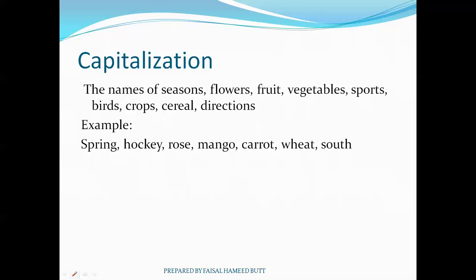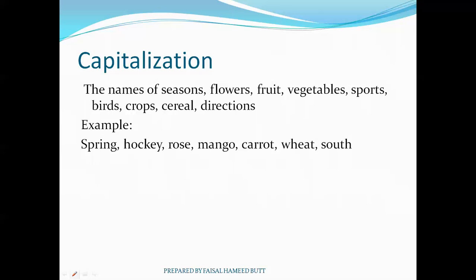So season names, flowers like rose, jasmine, daffodils, tulip. So they will be written with a small letter, unless they come at the beginning of a sentence. Fruit, mango, orange, banana, grapes, they will be written with a small letter. Then vegetables, you have cauliflower, peas, onion, garlic, and other things. Or sports names like hockey, cricket, football, basketball, you are going to write them with small letters. Birds, cuckoo, crow, sparrow, eagle, they will be written with small letters. Crops like wheat, maize, sugar cane. Cereals, right? You will also write a cereal's name with a small letter.